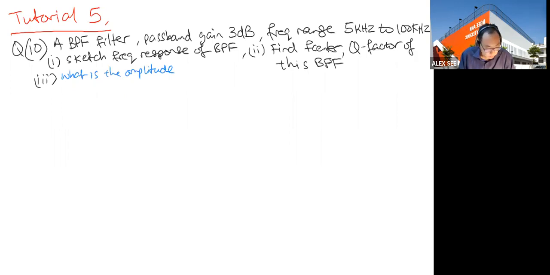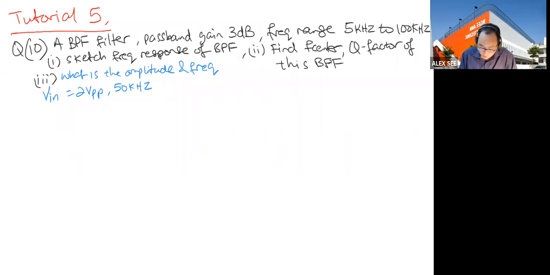Okay, what is the amplitude and the frequency of this bandpass filter output? They give you, let's say, a signal, I call it F in. The signal is 2 volt peak to peak, 50 kilohertz.